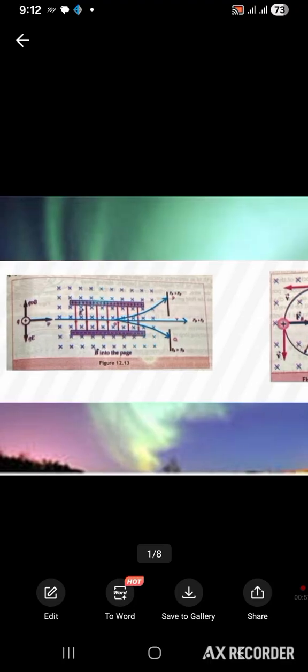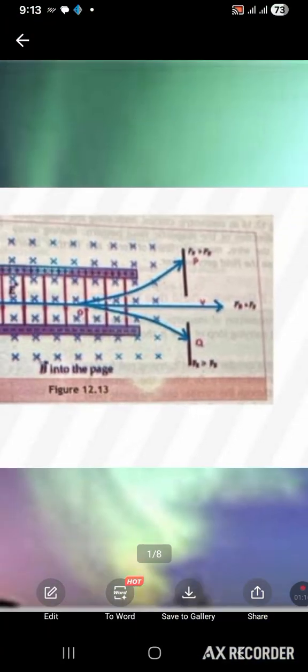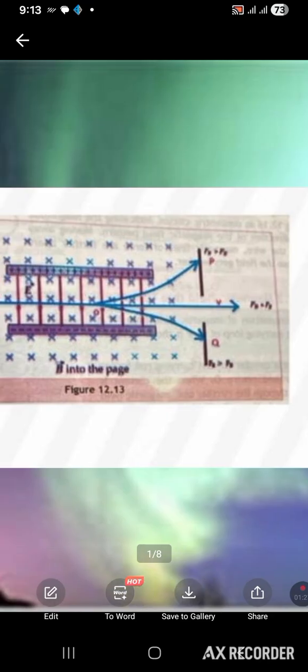Some particles will get deflected toward the P plate, which is the result of the magnetic force acting on them. And some particles, as you can see beneath, will collect on the plate Q, where the electric field is stronger. Under the influence of the strong electric field, some particles will be deflected towards the point Q, and some will stay undeflected.